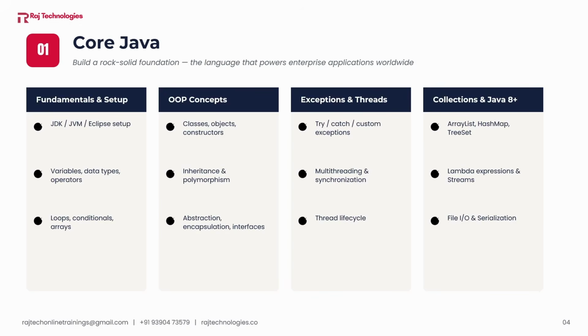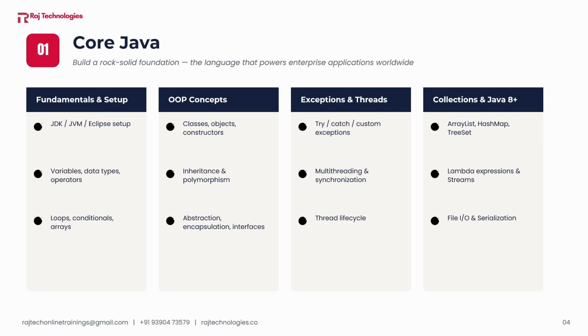In module 1 core Java, we are going to discuss the fundamentals and setup, like we'll understand about JDK, JVM and how to download Java and how to set up Eclipse, how to develop applications using Eclipse IDE. We'll understand the basic concepts like variables, data types, operators. We discuss about scanner class to accept user input. We go with loops, conditional statements and arrays.